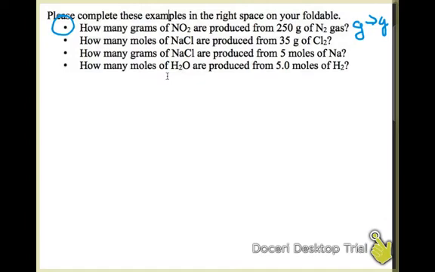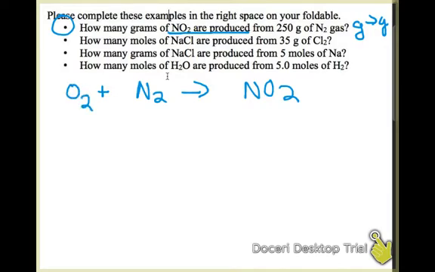Alright, the first step in every stoichiometry problem is to write down a balanced equation. Since it says NO2 is produced, that's telling us it is a product. Okay, it says it is produced from N2 gas, so that's telling us it is a reactant. Well, my oxygen didn't just come out of thin air, it had to come from somewhere, so that means that oxygen must also be a reactant.